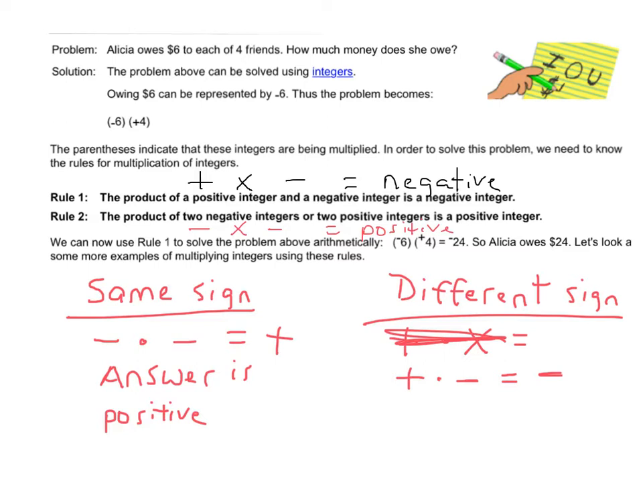So to summarize the rules, here they are. Same sign, you get a positive answer. If you have different signs, you get a negative answer. Now that only works when you have 2 numbers. If you start getting into more numbers, then you have to do them one at a time. And we'll see something like that in a minute. All right, so make sure this is in your notes. And let's look at some examples now.